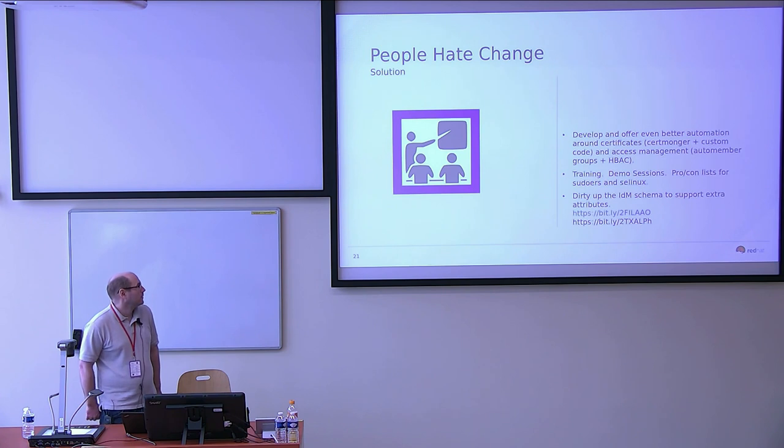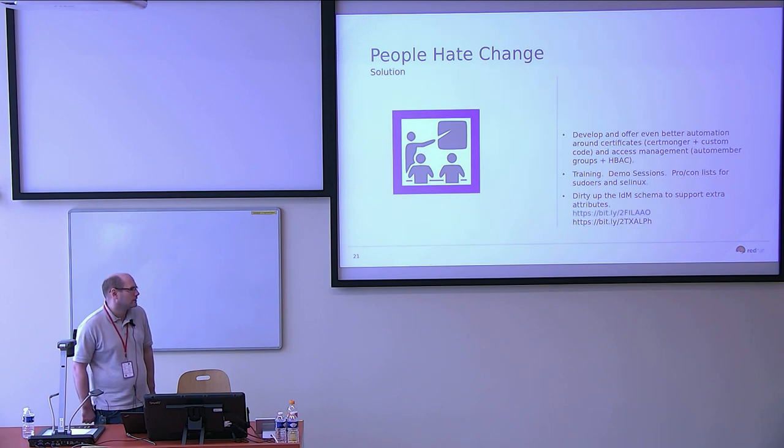So to get people to change, we're developing and offering even better automation. For the certificate stuff that they're used to, we're creating better automation using CertMonger and other custom code that will take the PEM that CertMonger spits out, renew it automatically, and convert that into PKCS12s and JKSs. It makes it nice so that software developers can just point at a specific file and know that the cert's always going to be up to date, which is a win for them compared to, okay, my cert's going to expire and now I have to run an automation script to get a new cert. So that's better automation.